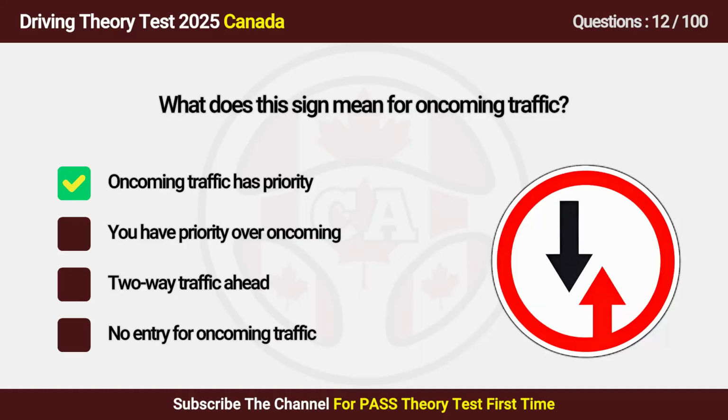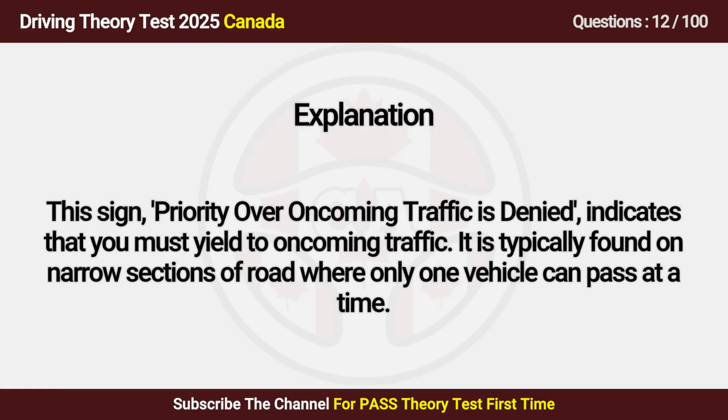Answer is A. Oncoming traffic has priority. This sign, priority over oncoming traffic, indicates that you must yield to oncoming traffic. It is typically found on narrow sections of road where only one vehicle can pass at a time.